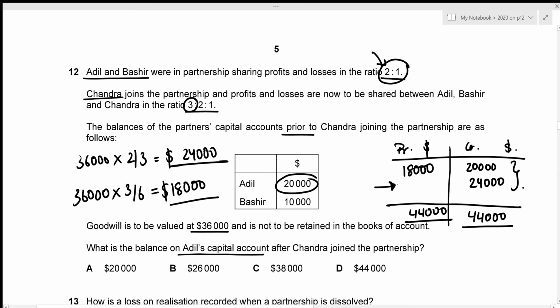And in order to figure out its value, we just need to subtract this amount from the total. And in this case, that's going to be 44,000 minus 18,000, which results in the value of 26,000. So this is the answer that we require, and it is given in option B. That will be the correct answer. Now we can move towards question number 13.